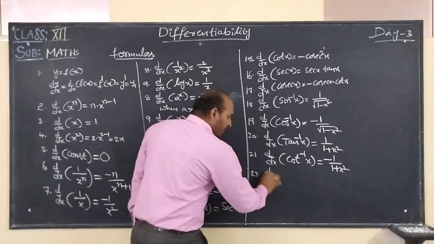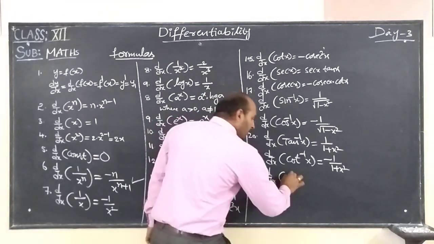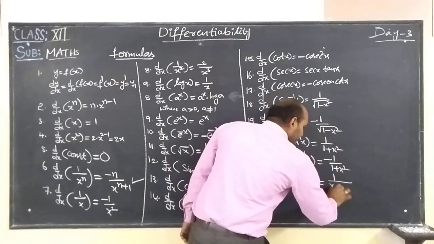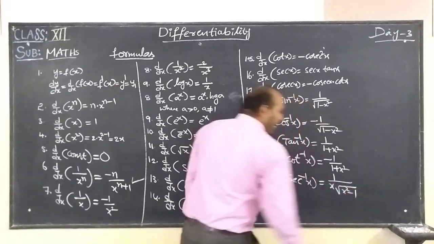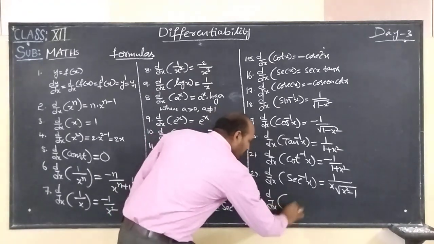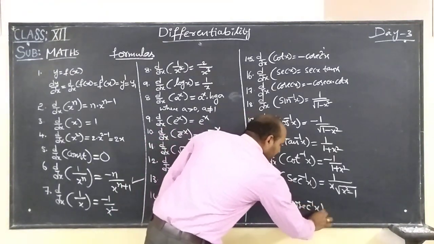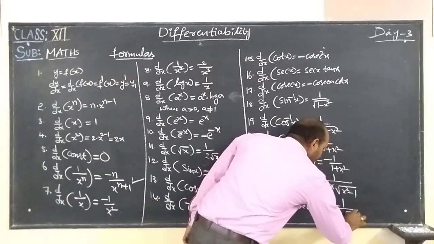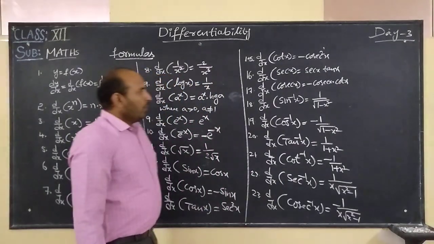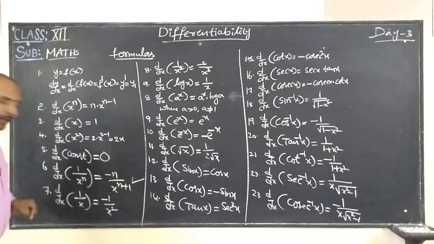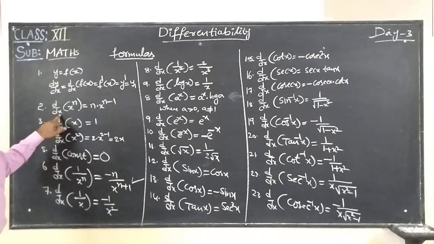22. D by dx of secant inverse x is equal to 1 by x into root of x square minus 1. 23. D by dx of cosecant inverse x is equal to minus 1 by x into root of x square minus 1. Now you can observe here that in every derivative we are taking d by dx with respect to x only.